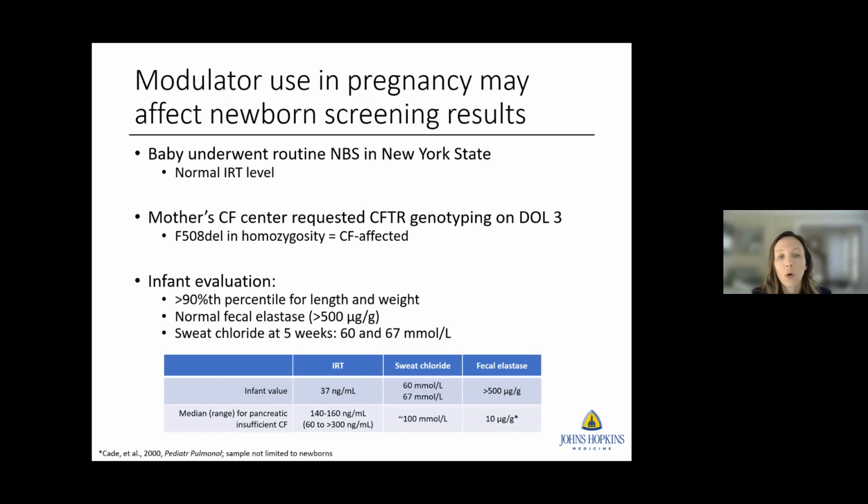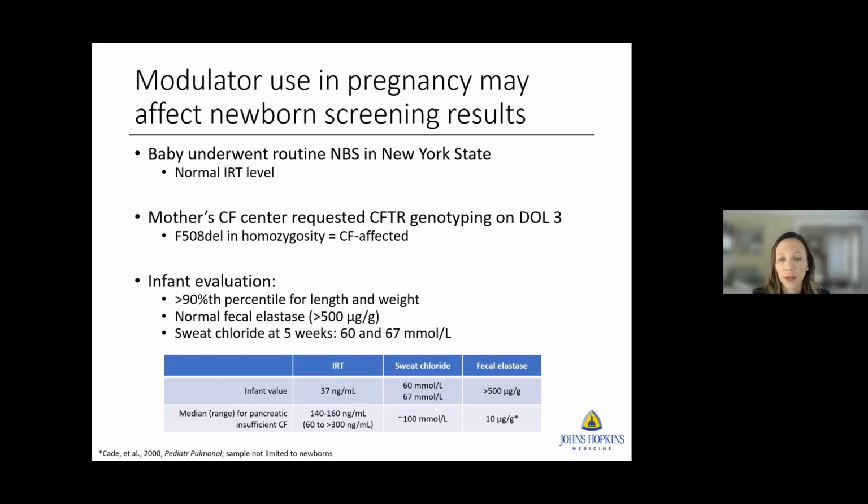That's very consistent with a classic, typical disease CF affected genotype. When the infant was evaluated by the CF center, she was over the 90th percentile for length and weight, had a very normal fecal elastase, so no evidence of pancreatic insufficiency. And the sweat chloride performed at 5 weeks of age was 60 and 67 millimoles per liter on right and left arms. Now that is diagnostic for CF.